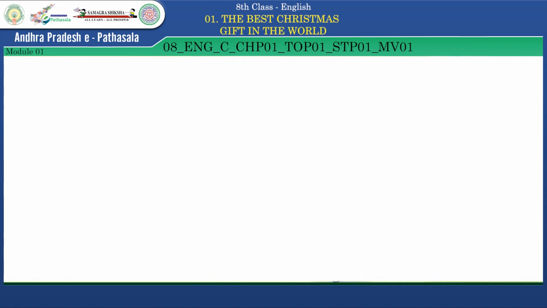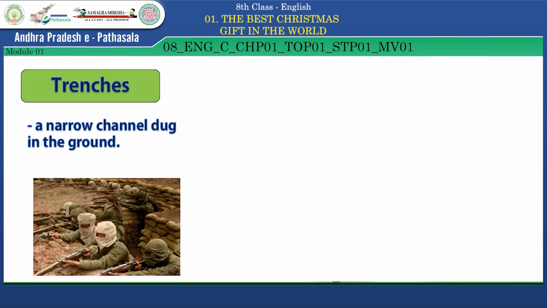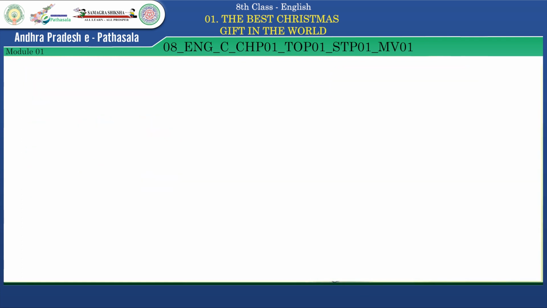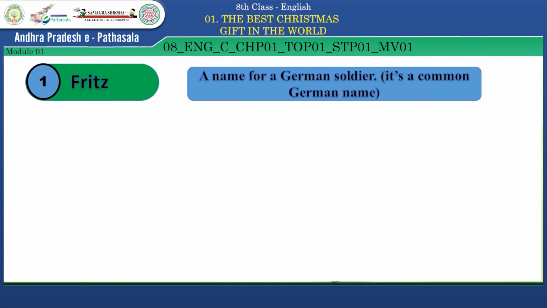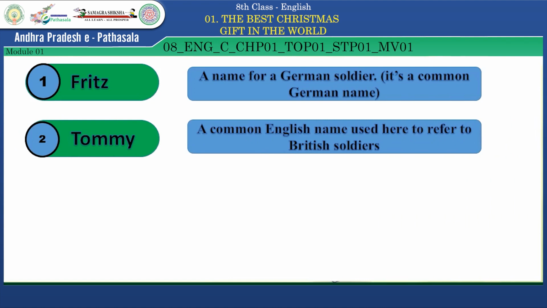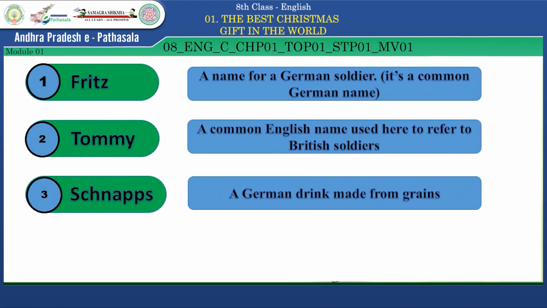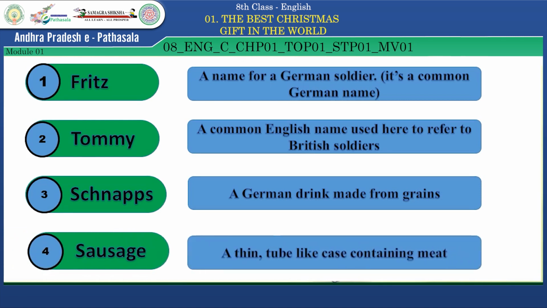Let us go through the difficult words in the passage. Trenches, a narrow channel dug in the ground. Garage, a building in which motor vehicles are repaired and serviced. Now let us see some more meanings. Fridge, a name for a German soldier. It is a common German name. Tommy, a common English name used here to refer to British soldiers. Schnapps, a German drink made from grains. Sausage, a thin tube-like case containing meat.